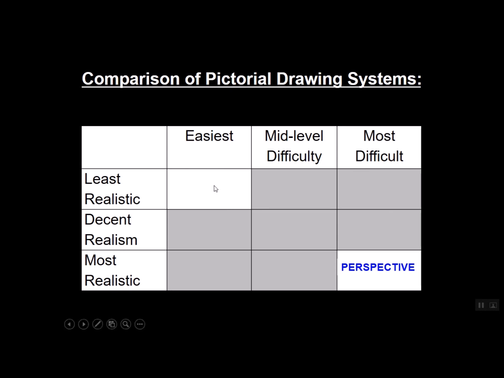Now there's a trade-off, right? It's very easy to do, but the trade-off is that it's not going to be very super realistic. And this system is called oblique.